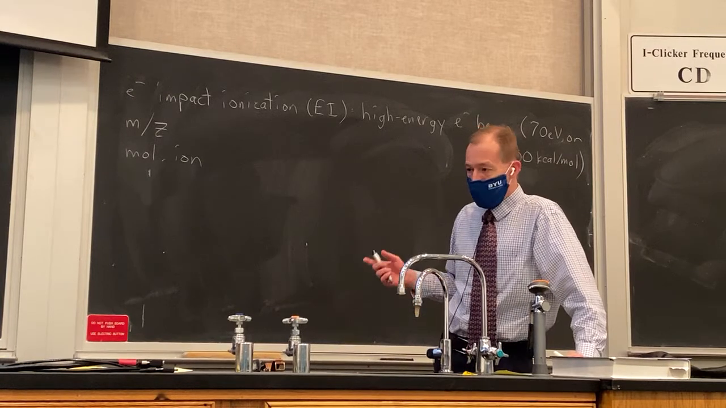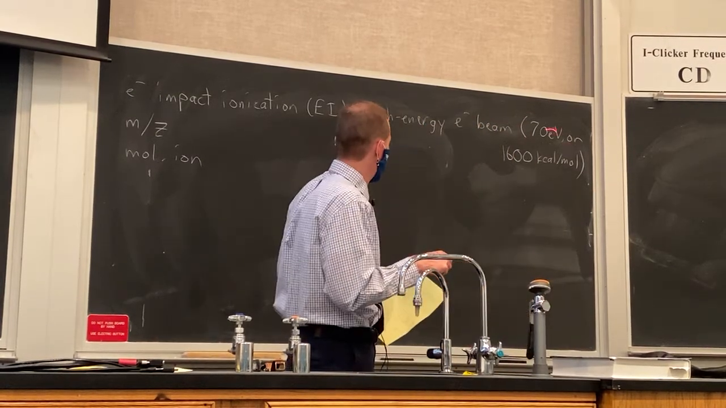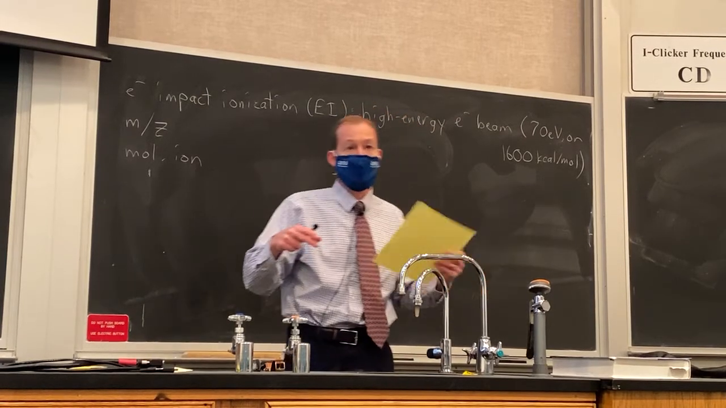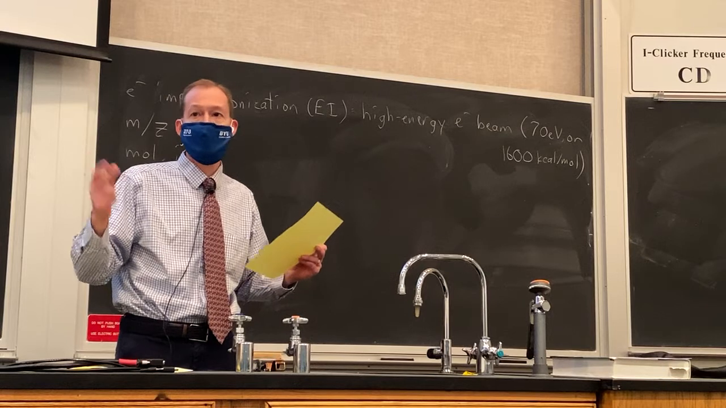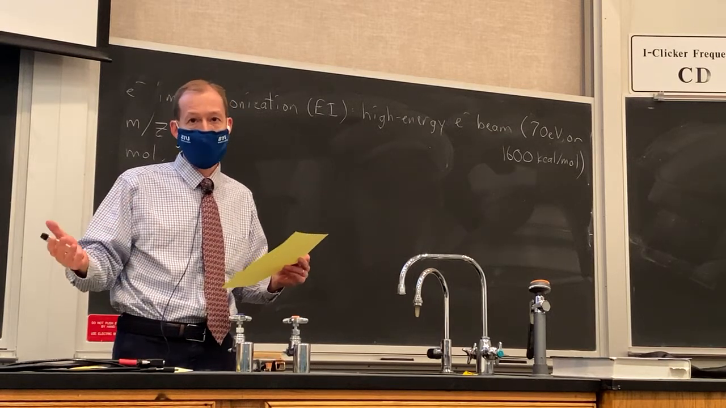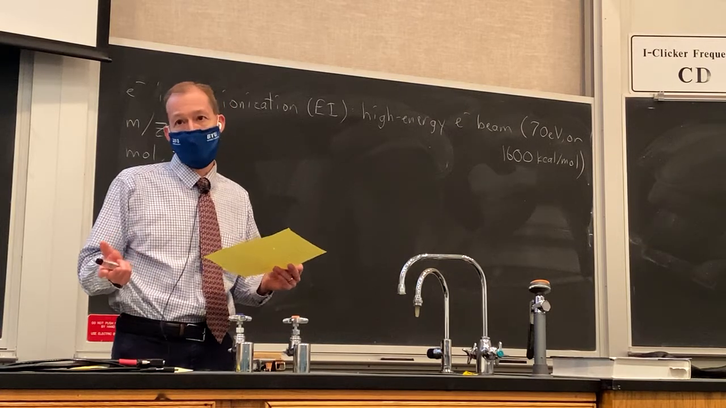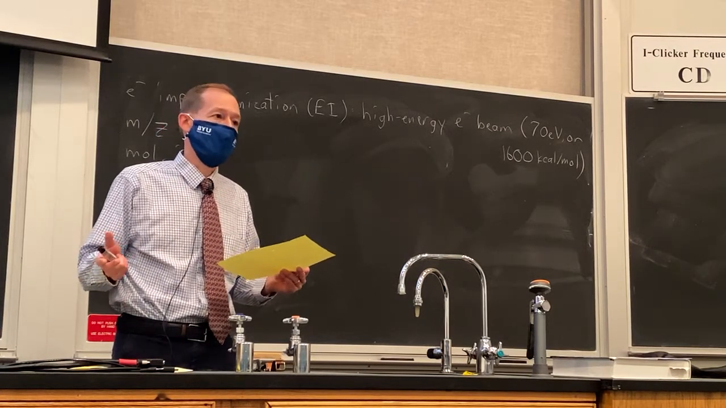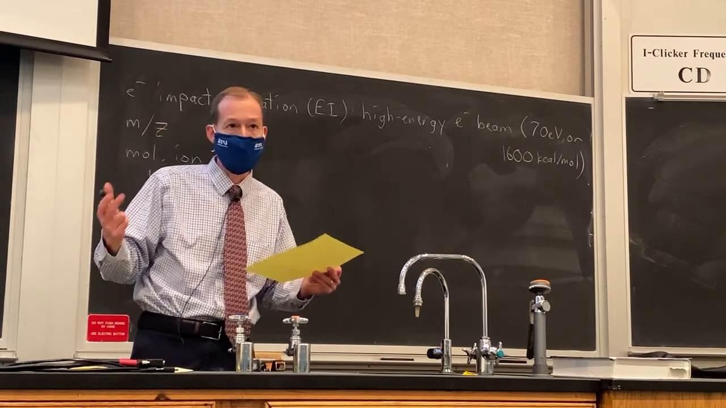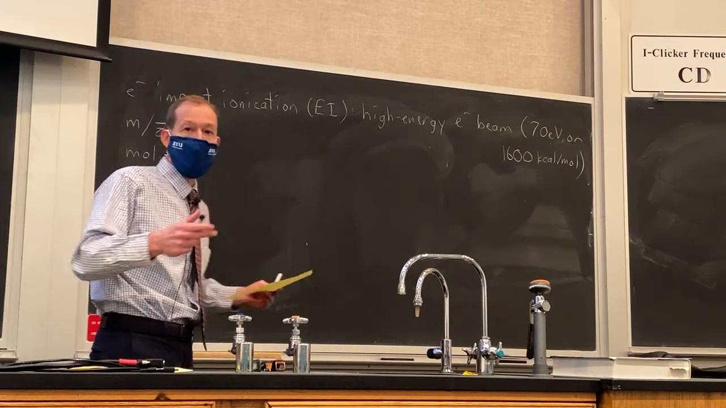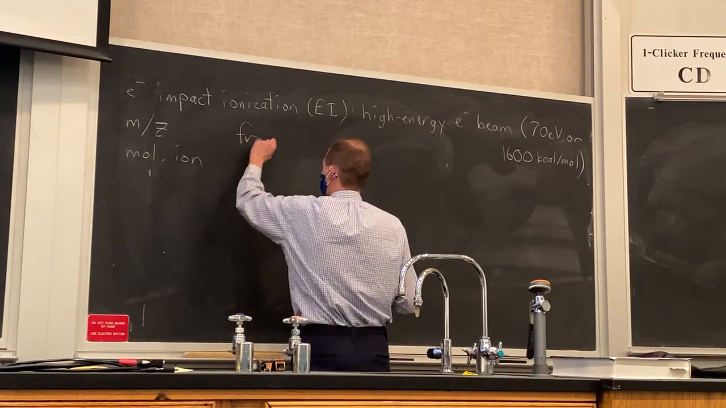Now, the amount of energy that we're using is much greater than what is needed to just knock off a single electron. In fact, it's enough energy that we can cleave sigma bonds in our molecule of interest. The bond dissociation energies on the electron volt scale are usually in the range of 3 to 10 electron volts. So we've got plenty of energy available to cleave sigma bonds. So we also end up with fragments.